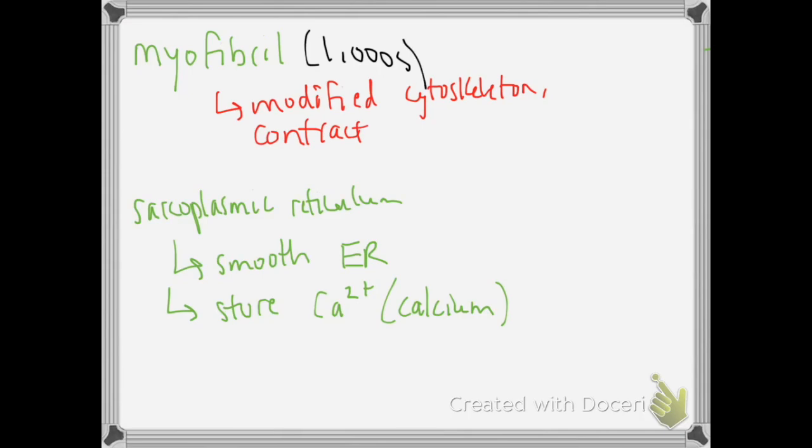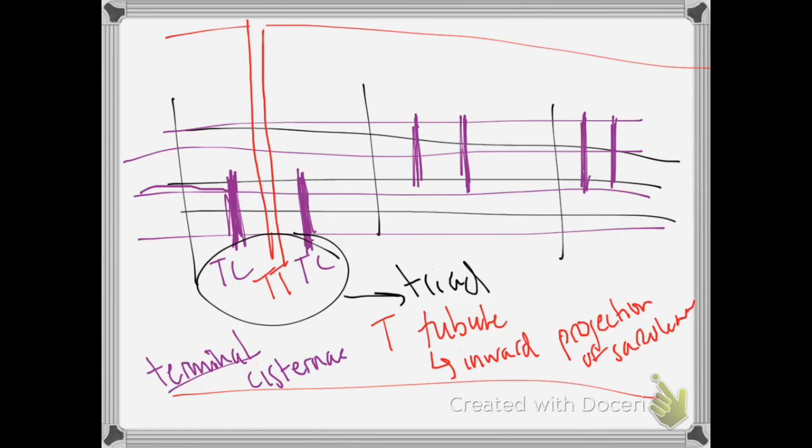And it's surrounded by this modification of the smooth endoplasmic reticulum, and that's called the sarcoplasmic reticulum. We'll get storage of calcium there, and at certain points of the sarcoplasmic reticulum, we get this perpendicular running, and those are called terminal cisternae. They come in these pairs with something in the middle called a T-tubule, which is an inward projection of the sarcolemma.